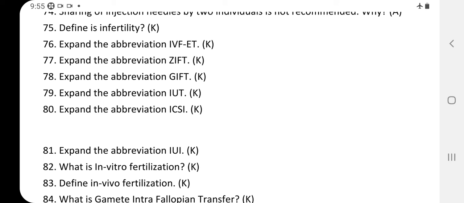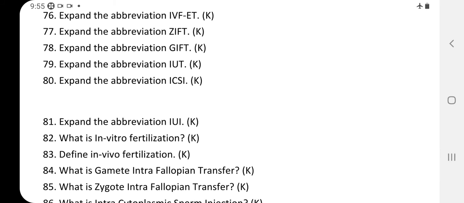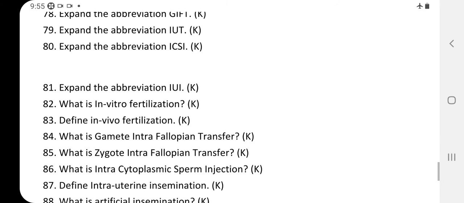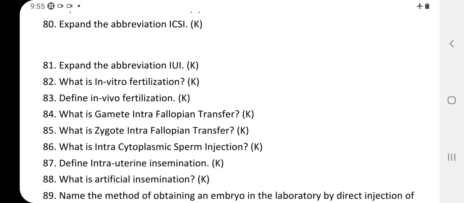Next, 79th question. Expand the abbreviation IUT. IUT stands for intrauterine transfer. 80th question. Expand the abbreviation ICSI. ICSI stands for intracytoplasmic sperm injection. 81. Expand the abbreviation IUI. IUI stands for intrauterine insemination.